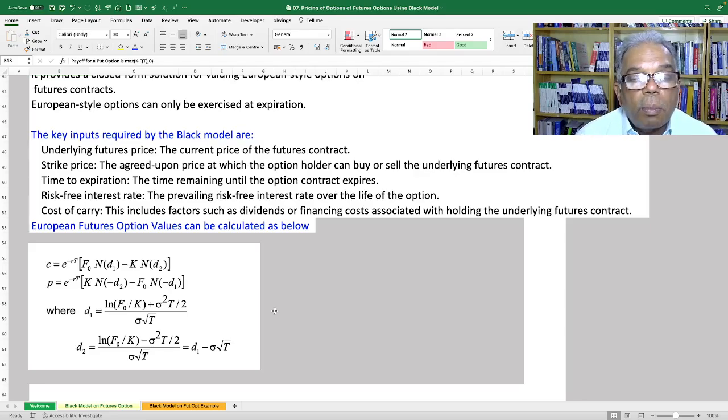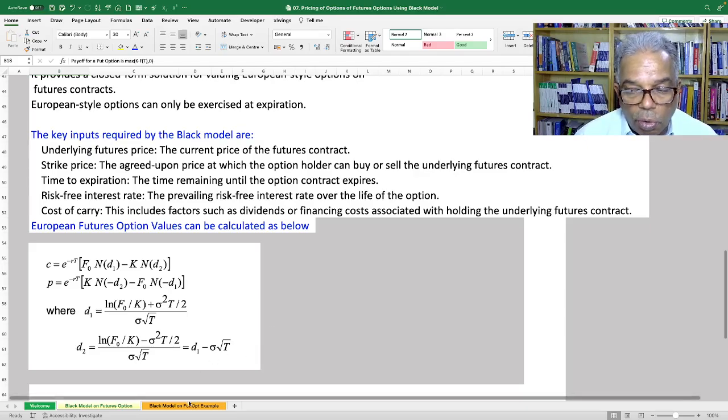There is a slight modification in the Black model when compared to the Black-Scholes option pricing model. When you look at the d1 calculation, instead of ln of S divided by K plus half the variance plus the risk-free rate of interest times time, there is no risk-free rate of interest in the d1 calculation. So there is a small change you have to note down.